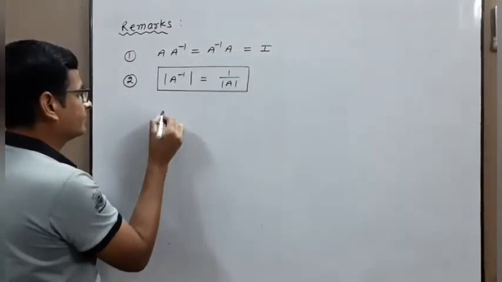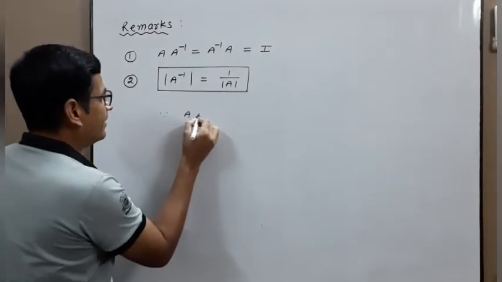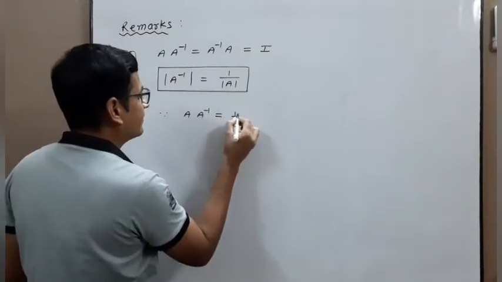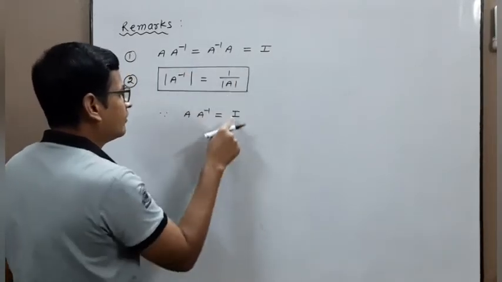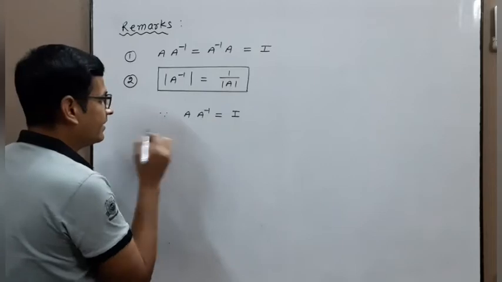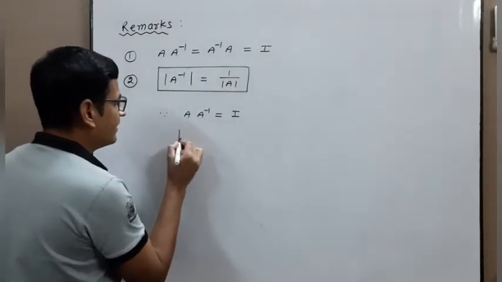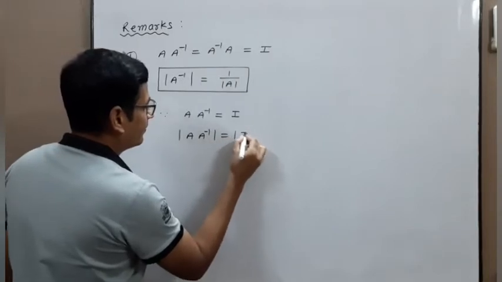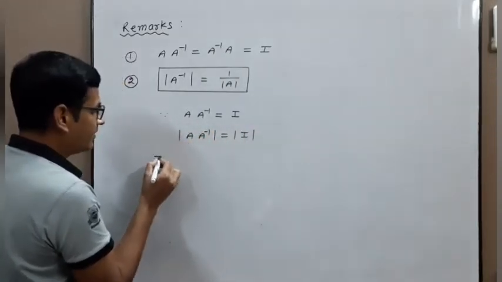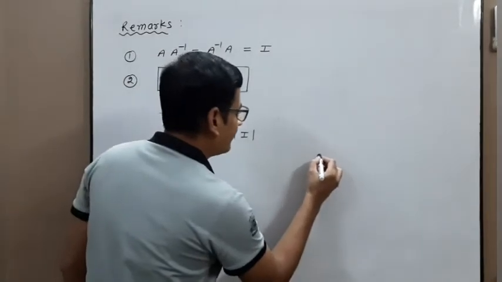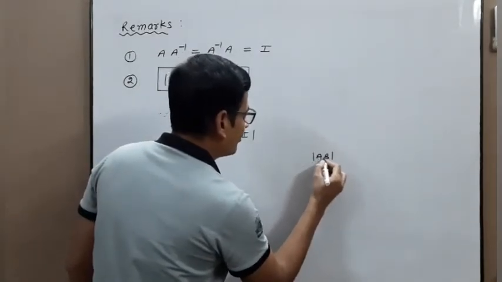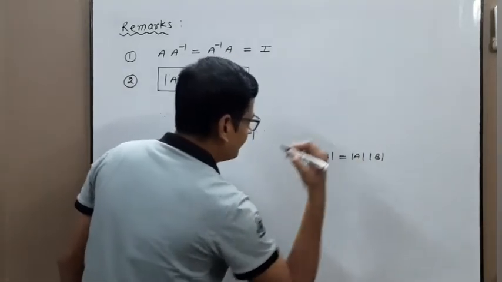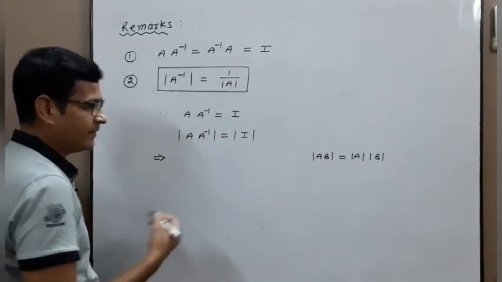Now proof of this. Since A into A inverse is equal to identity matrix, it is given. Now taking determinant on both the sides, next step, apply this formula: determinant of product of two matrices is equal to determinant of A into determinant of B. Properties of determinant.